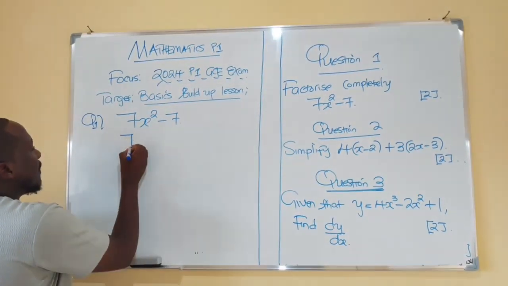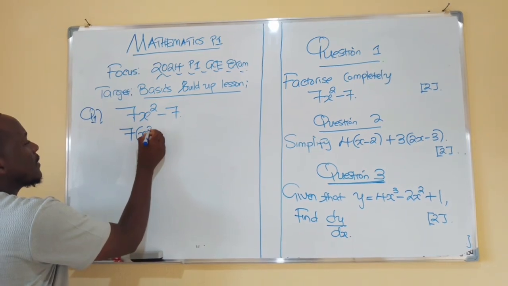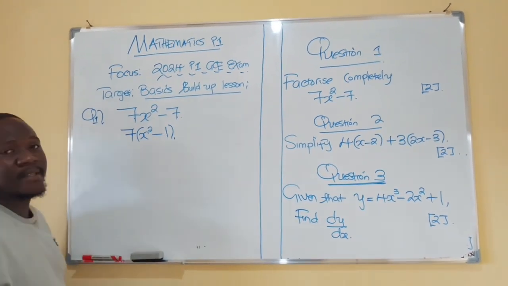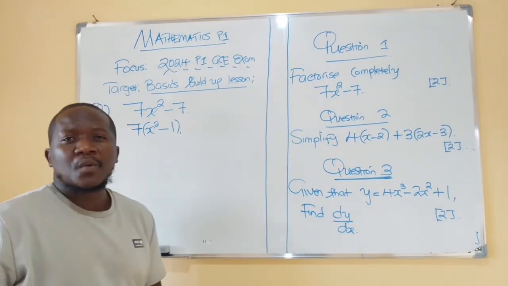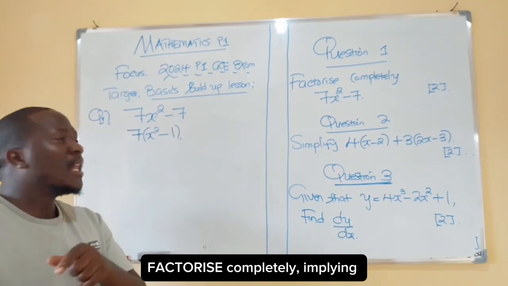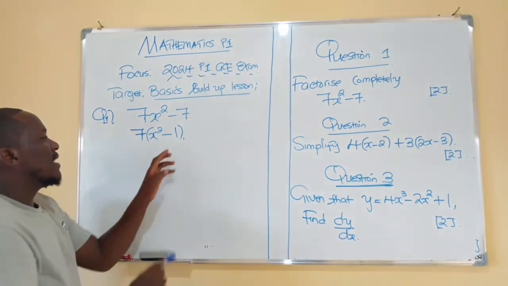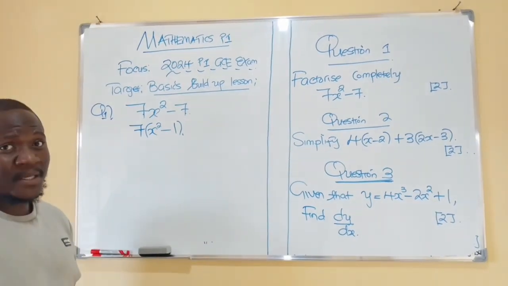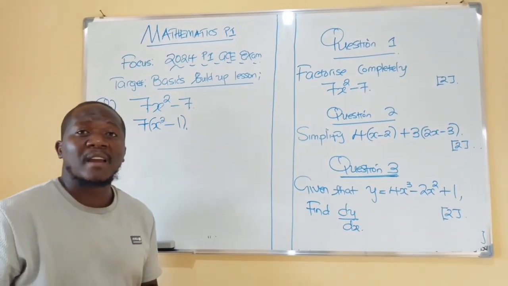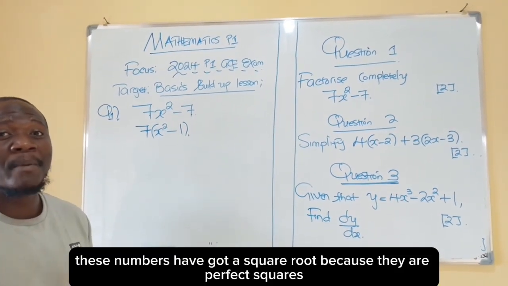So we're going to say 7 is common, open brackets. 7 into 7, it's 1. We remain with x squared minus 7 into 7, it's 1. We close the brackets. Upon reaching this stage, we're going to realize that the question said factorize completely, implying like as long as we've got a difference and the variable is raised to the power 2, chances are this number should be a perfect square. So if we see a 1, a 4, 9, 16, 25, 36, etc., these numbers have got a square root because they are perfect squares.